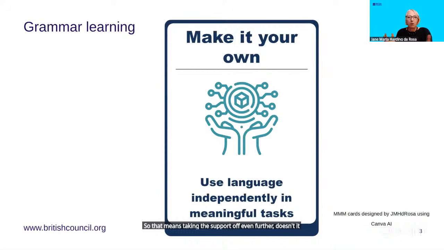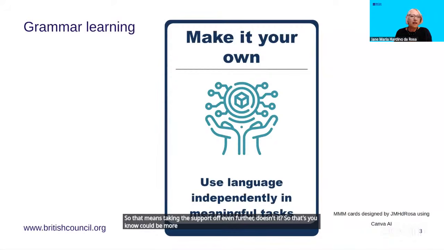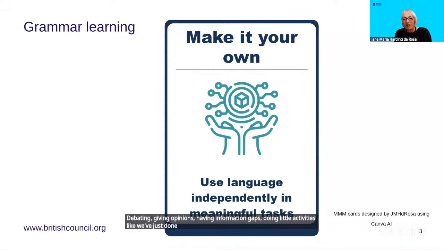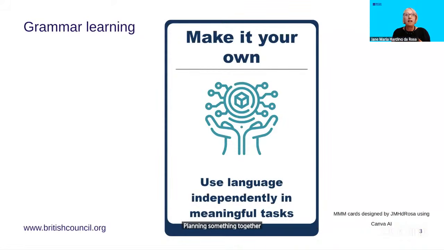So that could be more role plays or surveys, using the language somehow, like problem solving or debating, giving opinions, having information gaps, doing little activities like we've just done, planning something together, explaining a process somehow, doing something with the language that is very personal, that makes them feel, like I say, that they own it. They've got it. Okay.